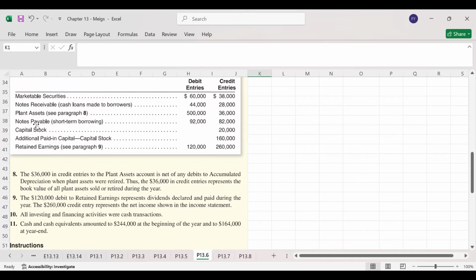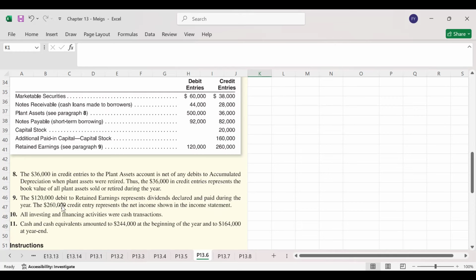Then we have notes payable and capital stock, and additional paid-in capital. This is the premium while issuing new shares or share capital. So the issuance of capital stock is $20,000 with a premium on it of $160,000. Then we have retained earnings, with debit entries and credit entries. For retained earnings, see paragraph 9, in which the $120,000 debit to retained earnings represents dividends declared and paid during the year.